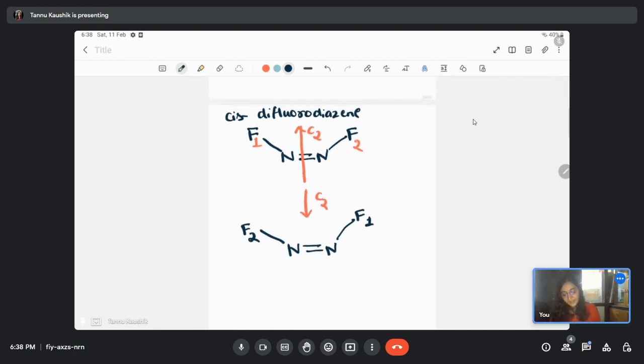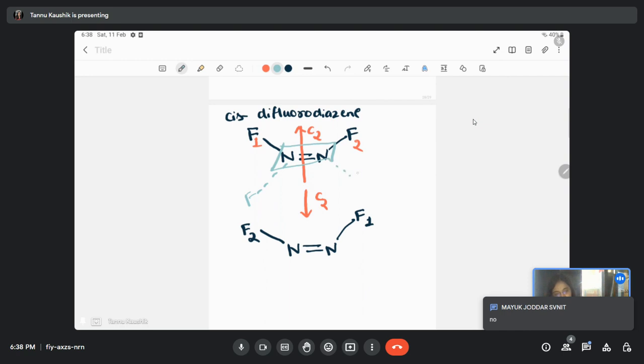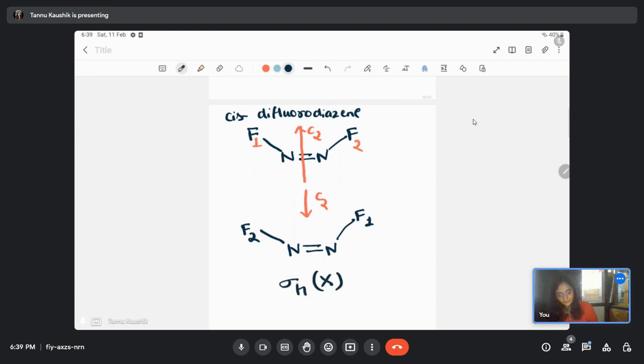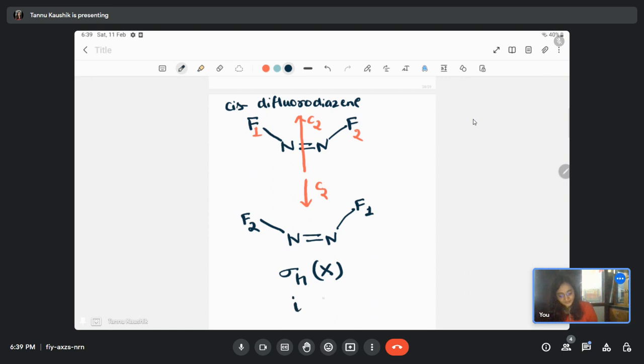So this is the configuration we will get after performing this C2 operation. And do we have a plane perpendicular to it? Like, do we have a horizontal plane here? No, because it will be like this, and then we should have these fluorine atoms like this, which is not the case here. So we don't have a sigma h plane. Neither do we have an inversion center here.